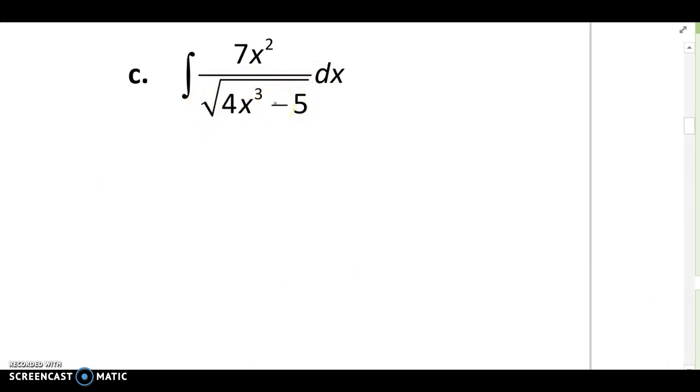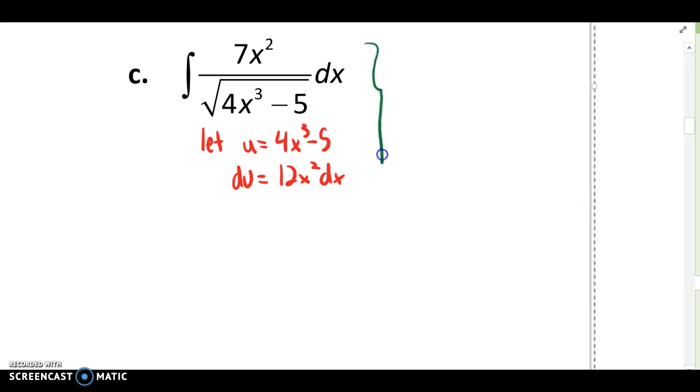So the more confusing part is what's underneath this square root sign, the 4x cubed minus 5. So as you're thinking, what should I let u be equal to? I'm going to let u be equal to that 4x cubed minus 5. So then du is equal to 12x squared dx. And we're running into a similar problem that we had in some of those other ones. Go ahead and draw our little arrow.